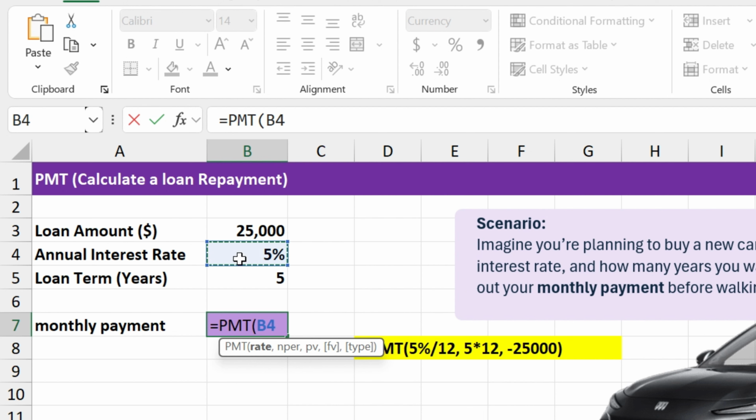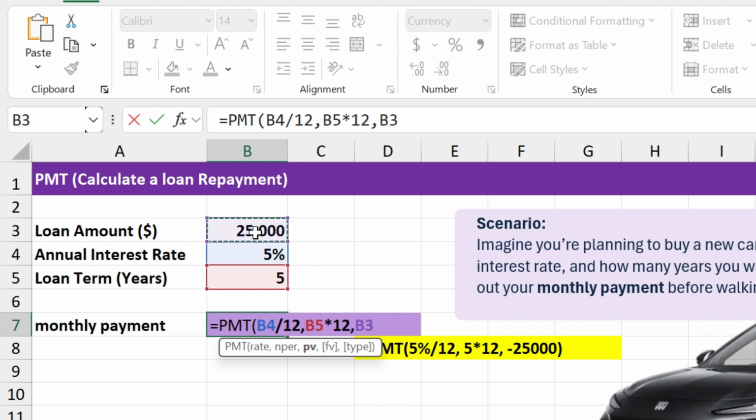We will divide 5% by 12 to convert the annual rate to monthly. We will multiply 5 years by 12 to calculate the total repayment months. And the loan amount is negative because it's money going out, so we can multiply it by -1.